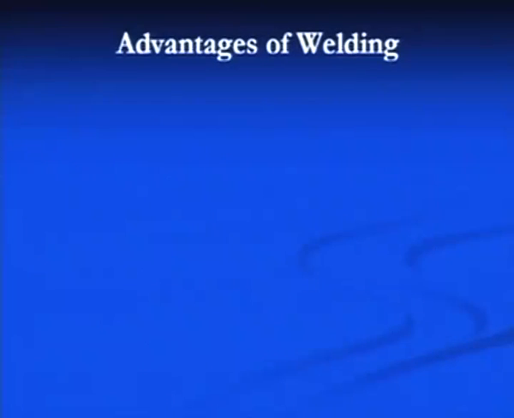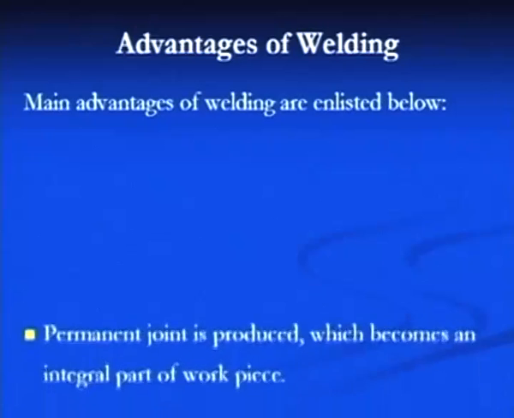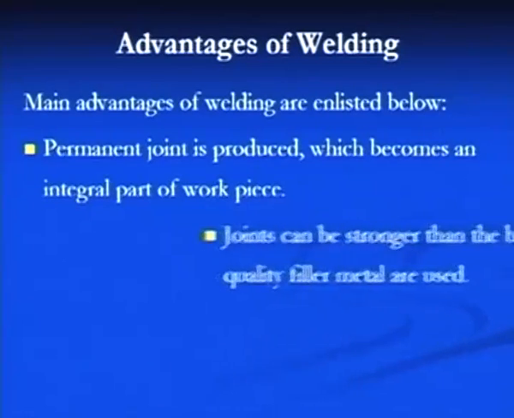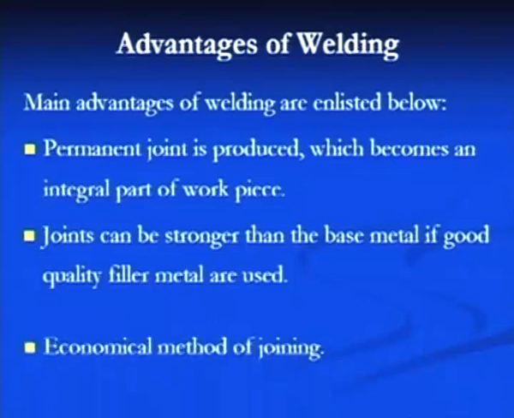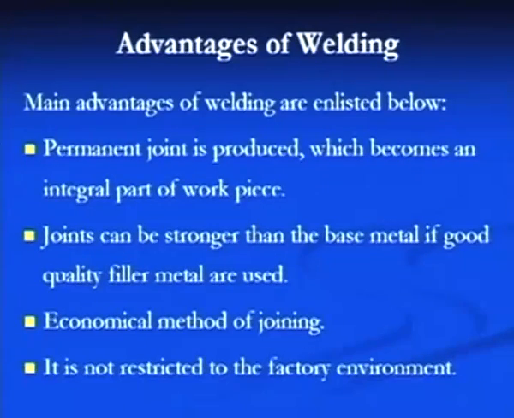The advantages of the welding process we will see now. The main advantages of the welding processes are given below. The joint produced is a permanent one, which becomes an integral part of the workpiece, and the joint can be stronger than the base metal if good quality filler metal is used. Welding is a very economical method for joining components. And the welding process is not restricted to the factory environment. The system can be taken on site also.